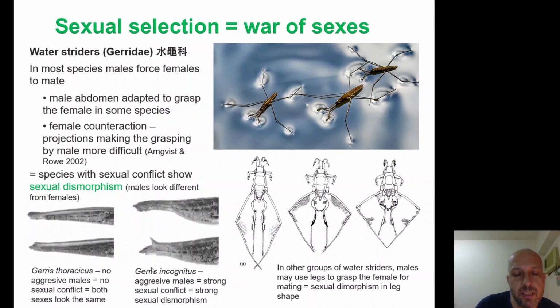In another species, for which we know that there's a very strong sexual conflict, the males are very aggressive. The shape of the abdomen looks different between male and female. The reason is that the male tries to have an abdomen shape able to grasp the female and force her to mating, but the female is developing spines on her abdomen to prevent that. So there are some evolutionary forces making them look different.